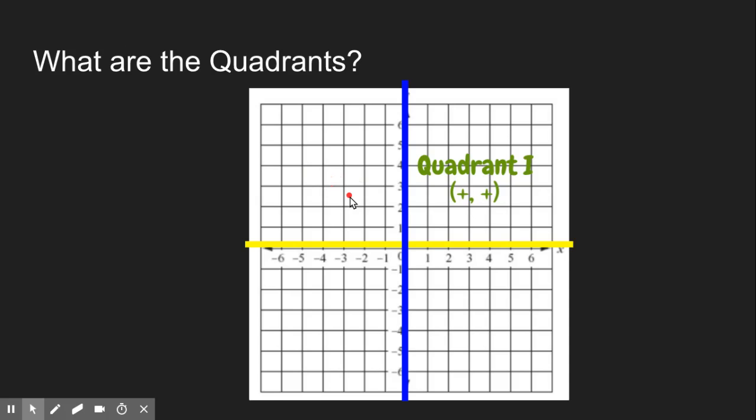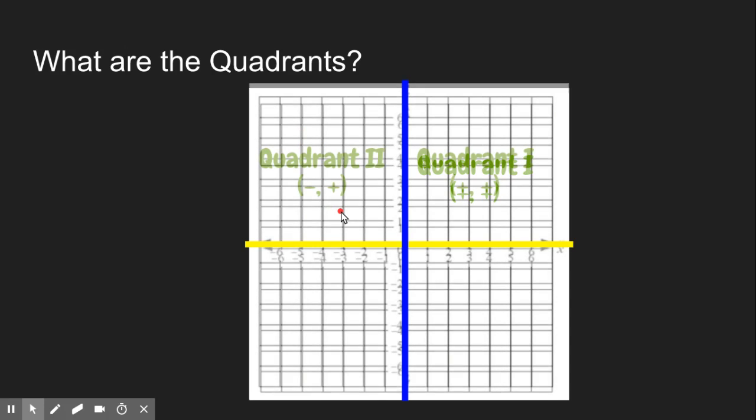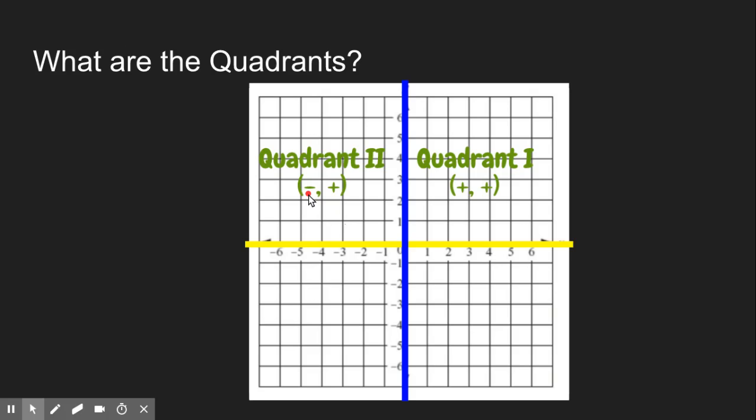If we were to come to the other side here, and instead of going positive, we go negative on the x, and then we go up for the positive y, we end up in what we call quadrant 2. Quadrant 2 has a negative x and a positive y. So if you see your coordinates as being negative and then positive, you end up in quadrant 2.